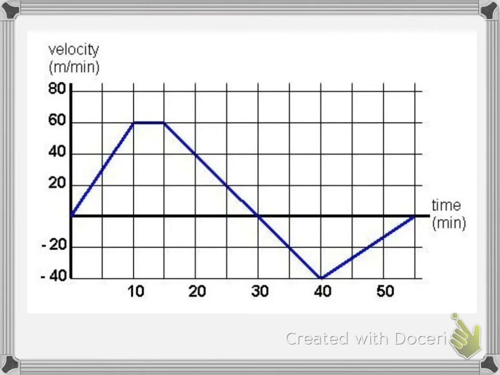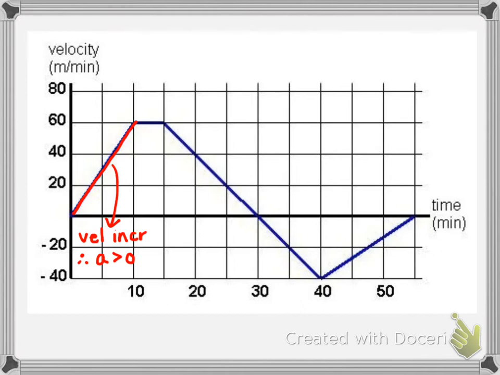So let's have a look at this particular example. Notice that the velocity axis is measured in meters per minute. It's not SI units, but still a valid measure of velocity. And the x-axis, the time axis, in minutes. For the first 10 minutes of the motion, we see a straight line graph, and a straight line velocity indicates that the velocity is increasing, but the gradient, remember, tells us acceleration, and that gradient's constant, and it's positive. So the velocity there is increasing, and the acceleration is constant.